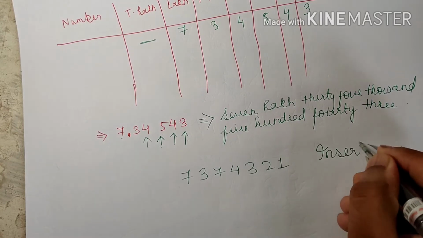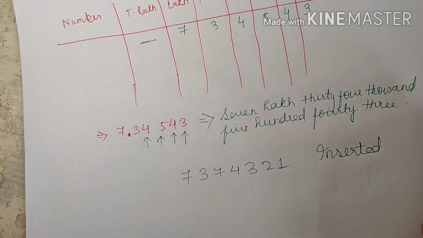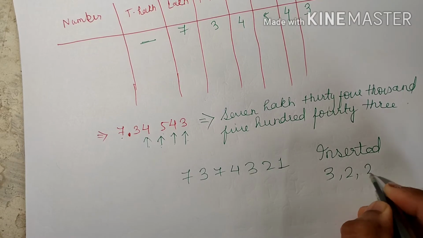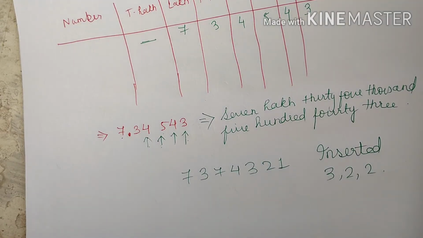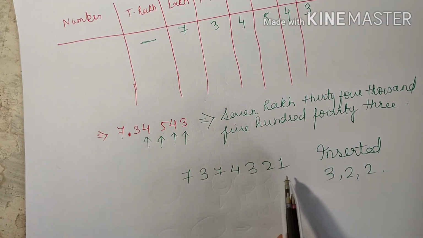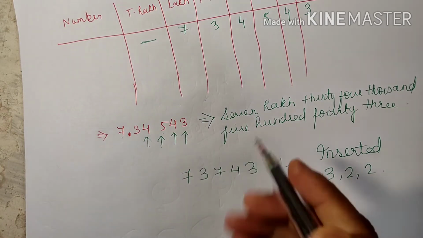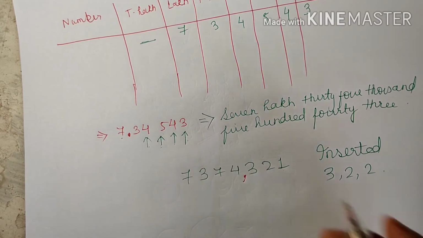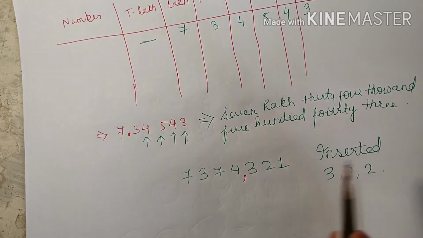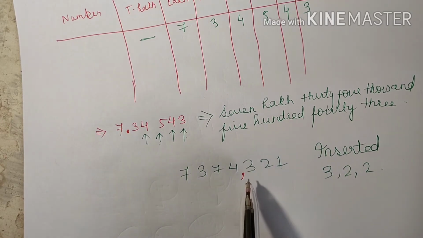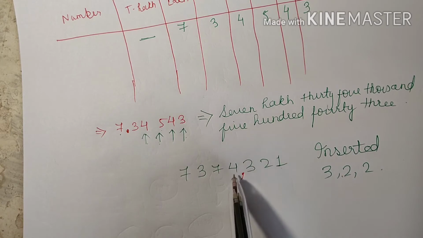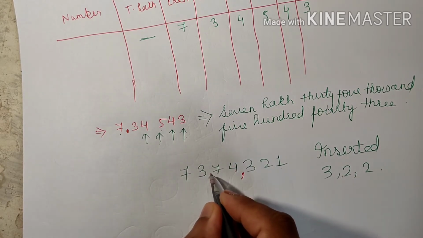See, in the Indian system, we insert commas in the 3-2-2 system. 3-2-2 means, see, I'll tell you. Starting from the right hand corner, the first comma will be after the first 3 digits: 1, 2, 3. That means the first comma will be after 4. Then where will the next comma be? I told you the process should follow 3-2-2, isn't it? So after 3 we go for the next 2, that is 1, 2. Your second comma will be here.